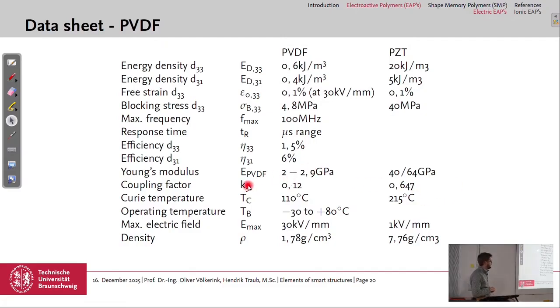The coupling factor we introduced in the last lecture is also quite low. It's 0.12 compared to the 0.47 or 0.74 of the piezoceramic. Again we have a Curie temperature where we lose the beta phase, 110 degrees, and the operating temperature is then from -30 to 80 degrees to have a bit of a distance to the Curie temperature. And we need far higher electric fields, and density is therefore lower than in piezoceramic materials.